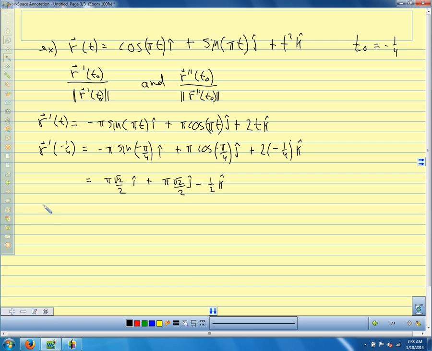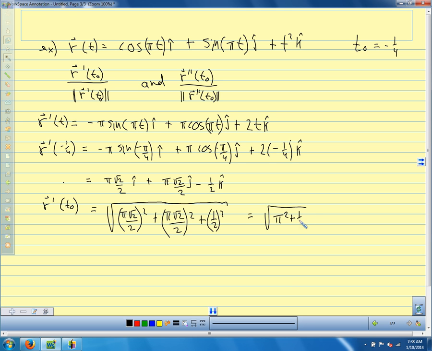All right, so let's find our magnitude. The magnitude of r prime at t0 is the square root of pi square root of 2 over 2 squared plus pi square root of 2 over 2 squared plus 1/2 squared. So I get square root of pi squared plus 1/4. And I could rewrite that as 1/2 square root of 4 pi squared plus 1.